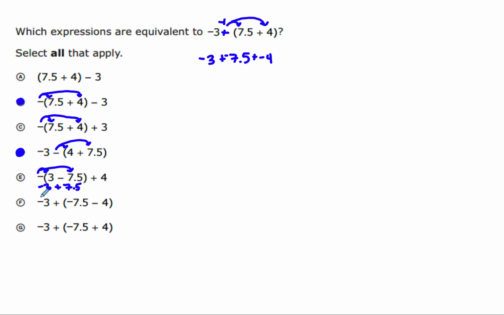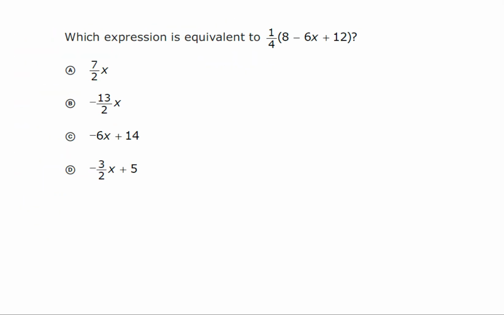All right, let's see. -3, -7.5, and a -4. That has negatives or minuses in front of all the terms. Yep, that works. And then this one has a negative, and then a plus sign. So that one's not going to work. So on this one, it's B, D, and F that are the ones that are equal to the expression up there. If we simplified all of them, they would have the same final answer. All right, let's look at this one.